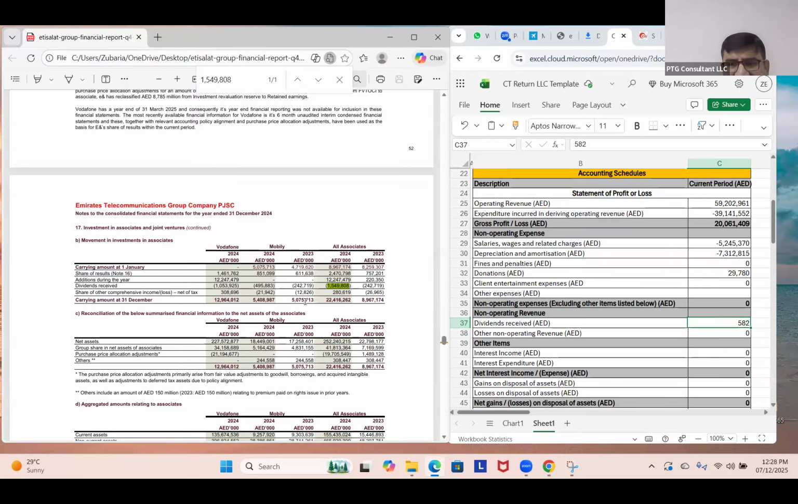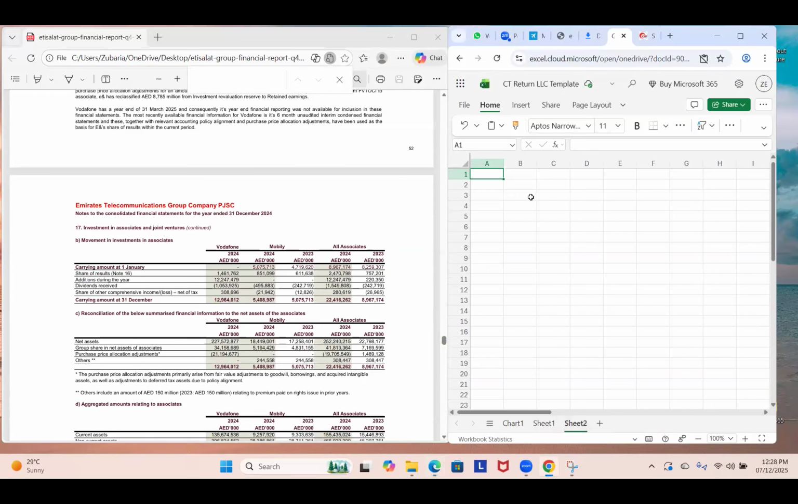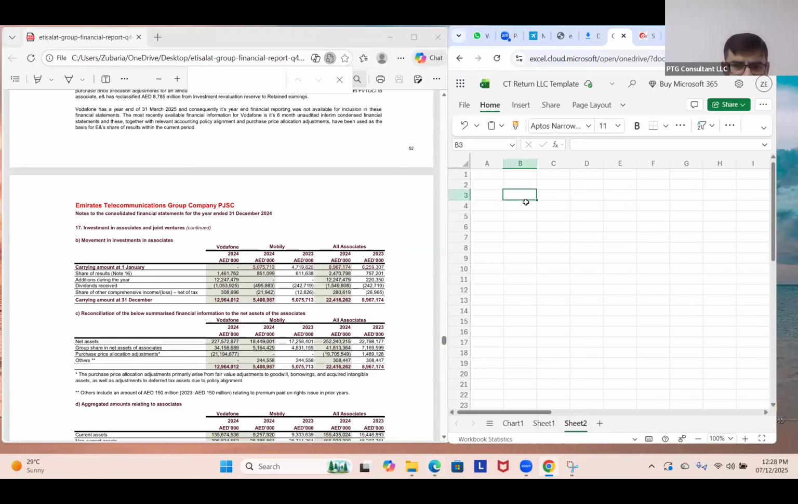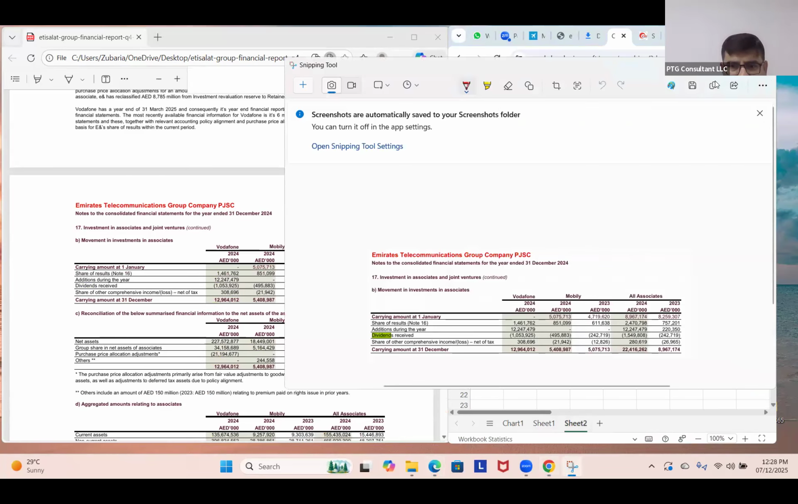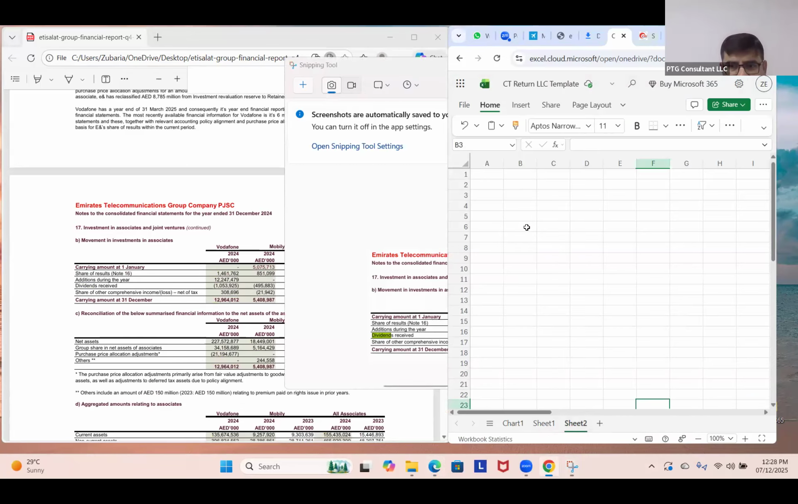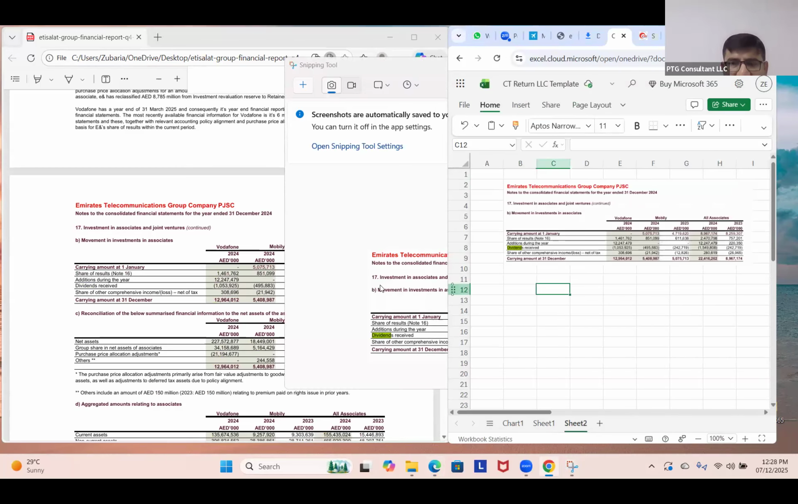Okay, just put it in another Excel sheet and we will do the calculation based on the assumption. We will understand the concept. Here, put the same screenshot. Okay, now here write the investment under equity method. The concept that we are going to understand is the investment under equity method.